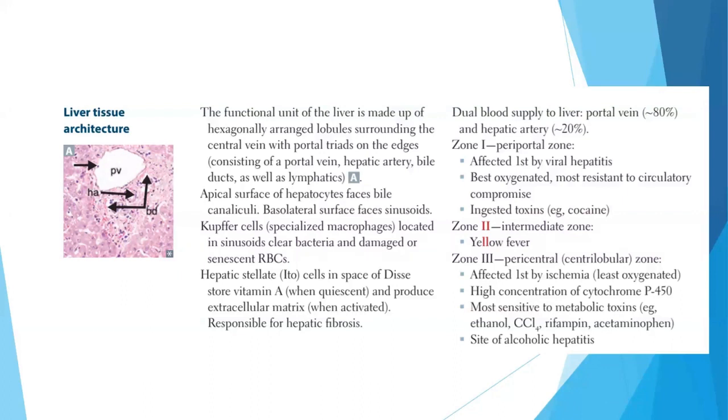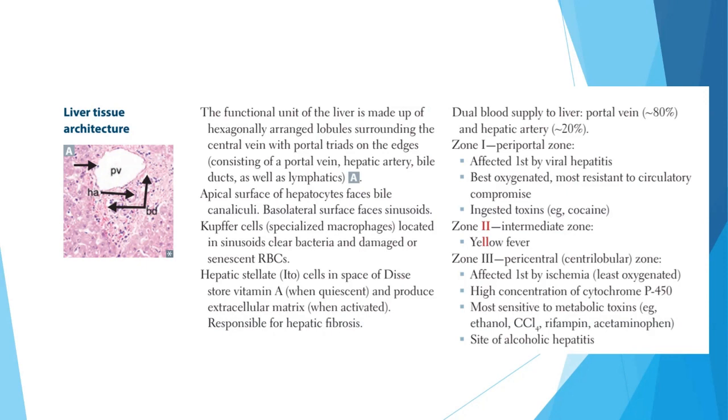The hepatic stellate cells are present in the space of Disse, and they store vitamin A when they are quiescent and produce extracellular matrix when they are activated. These cells are responsible for hepatic fibrosis. This information is quite important because sometimes the question just gives you histology that hepatocytes have undergone fibrosis. Which cells are responsible for that? Then you need to answer the stellate cells or the Ito cells. Or sometimes they ask where these Ito cells are present, then you need to answer that they are present in the space of Disse.